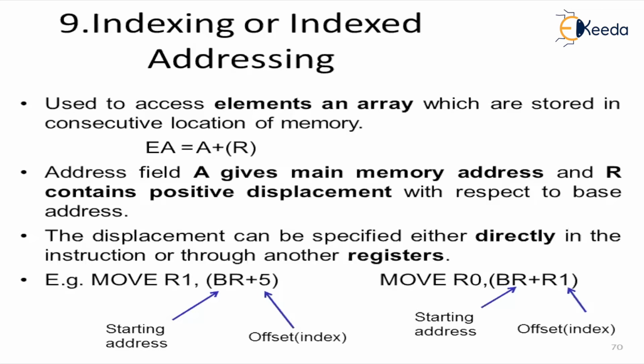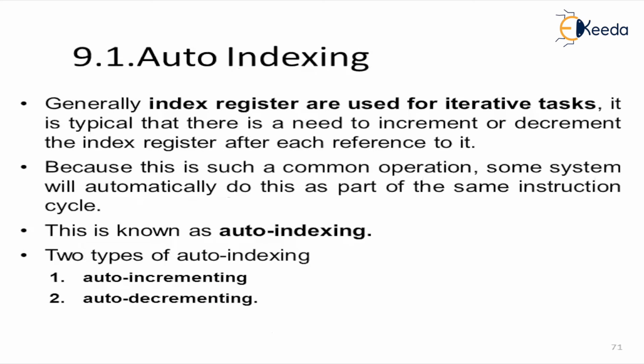Now when you look at the syntax of this, it will indicate move R0, (starting address is base register BR plus the value 5). It is called R1, which is called the offset index. Now what do you understand by auto indexing? Generally the indexing registers are used for iterative tasks. Typically there is a need to increment or decrement the index register after it has been referred.